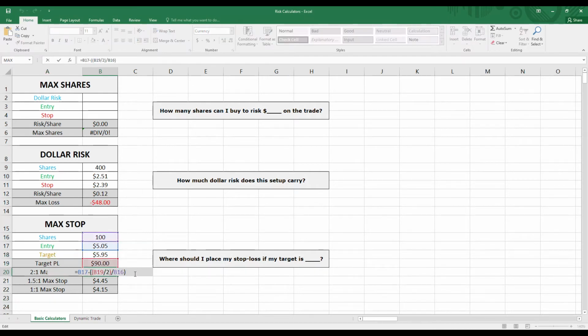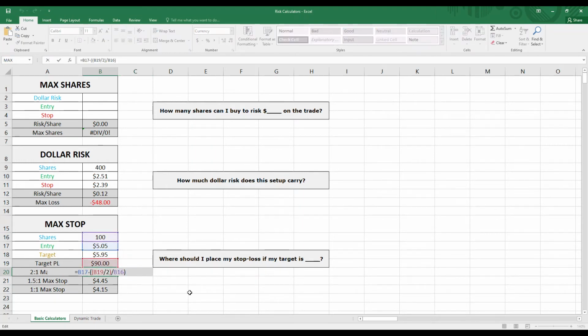So now we're going to look at the math that is controlling this max stop calculator, and it is definitely more complicated than the previous two were. So what I have open here is the formula for the 2-to-1 max stop calculator. I'll hit enter so you can see it's the one that's calculating 460.